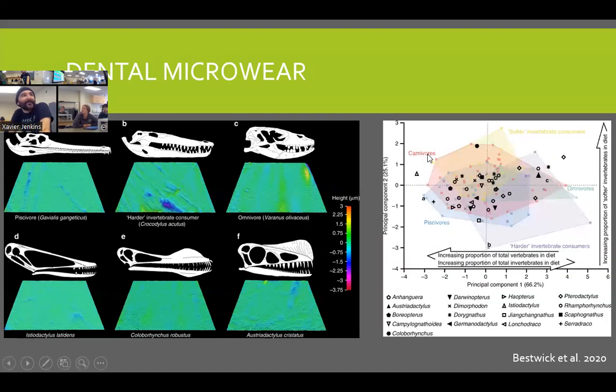And so they're able to determine quite a few pterosaur diets from this. I'm not going to go through each one of these individually. Just know that this is a thing that happened and it's pretty cool.